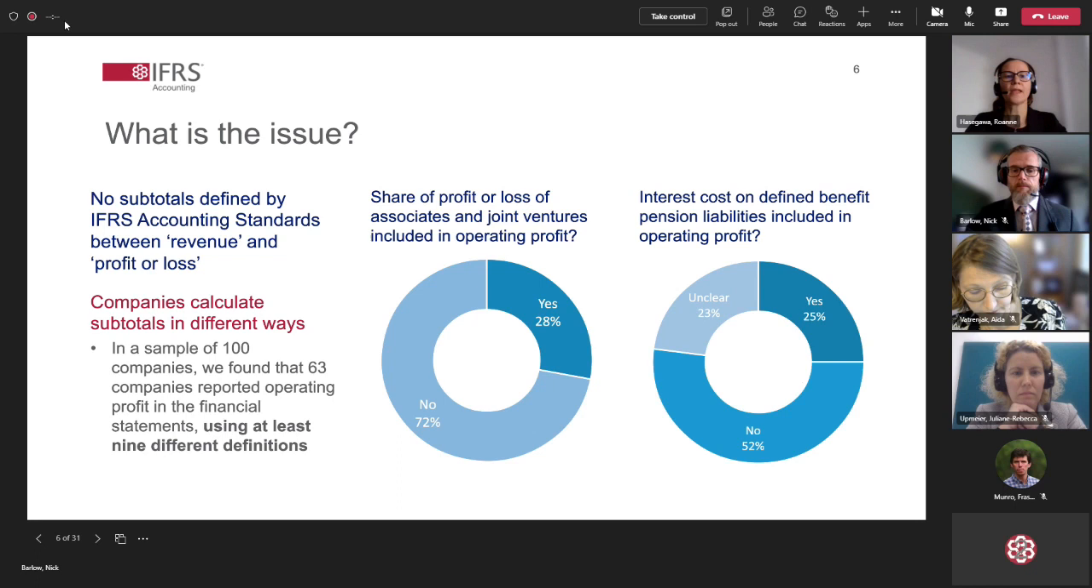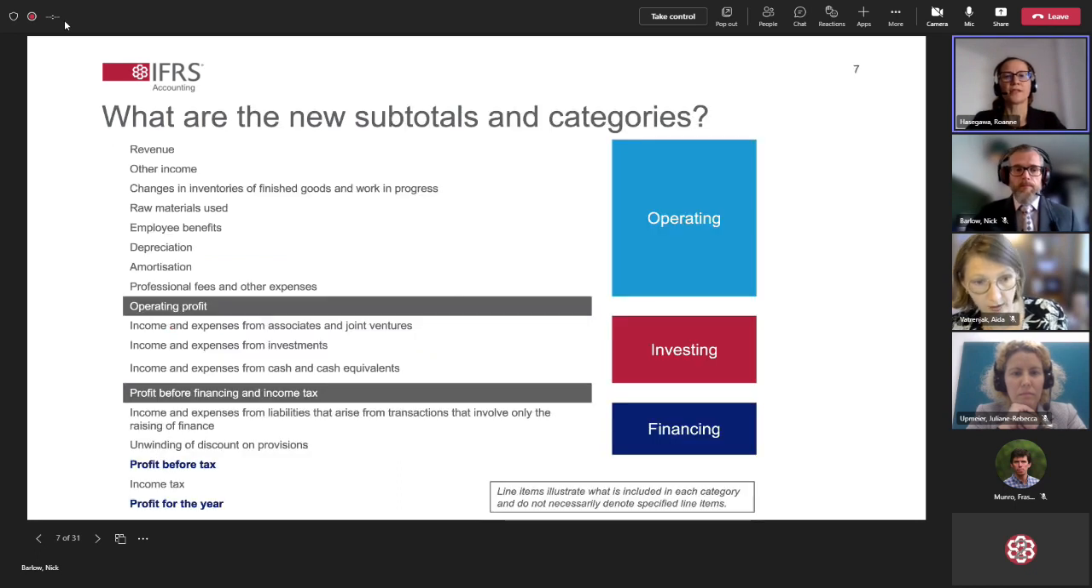So to address this diversity in practice, the IASB is proposing to introduce in the statement of profit or loss 2 new subtotals, which are operating profit and profit before financing and income tax, and 3 categories for classifying income and expenses, which are operating, investing, and financing.